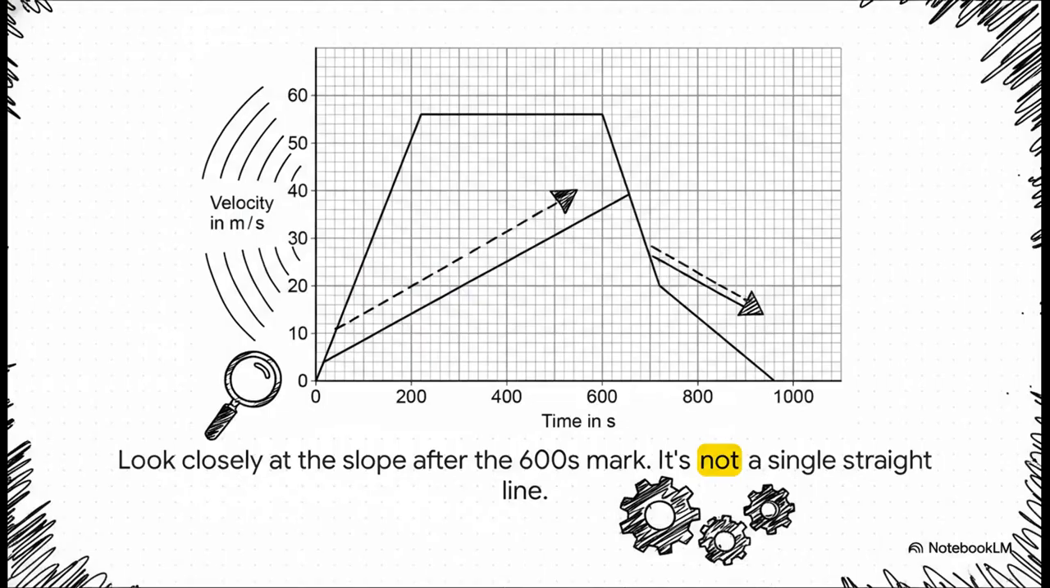Okay, so zero in on the part of the graph after the 600-second mark. What do you notice? It's not one smooth, straight line, is it? It's actually two different straight lines connected. The first part is steeper, and the second part is a bit shallower. That little detail is everything.